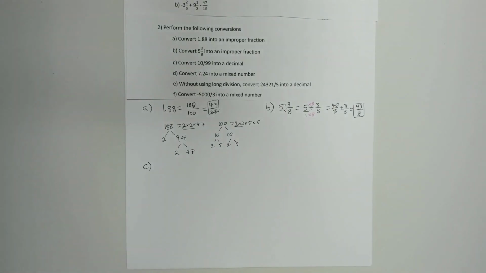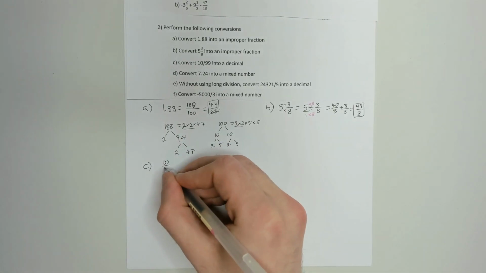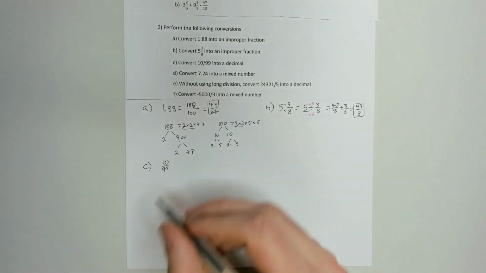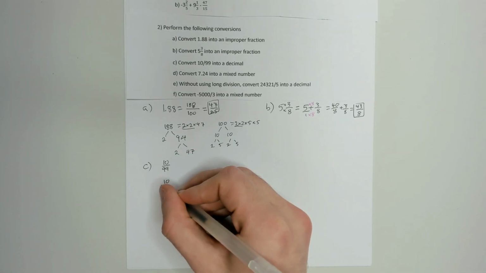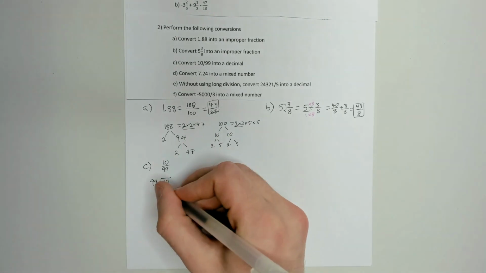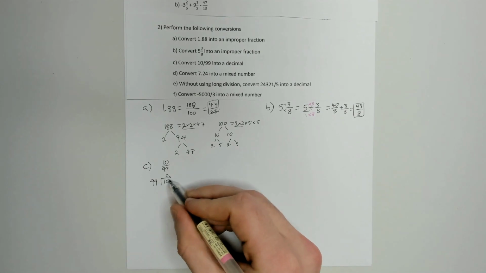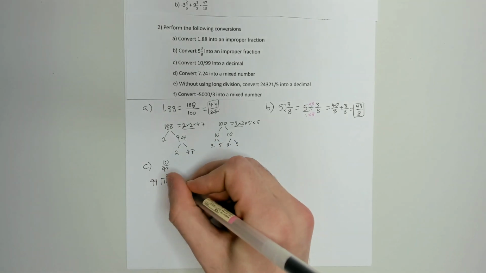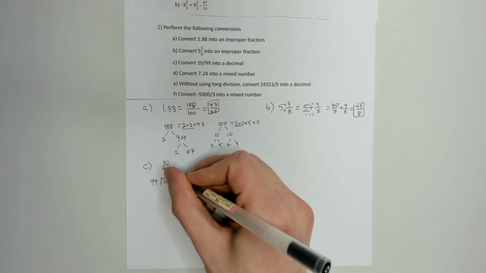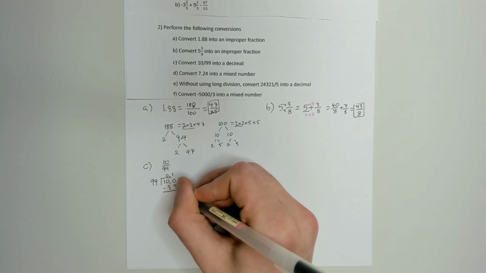Let's look at part C. We want to convert 10 over 99 into a decimal. So the way we did this was we just did long division. So we have 10 divided by 99. 99 can't go into 10, so we'll put a 0 here. And then we have to put a decimal to actually expand the amount of digits we have to work with. So 99 goes into 100 once. Subtract that off, and we get a 1.